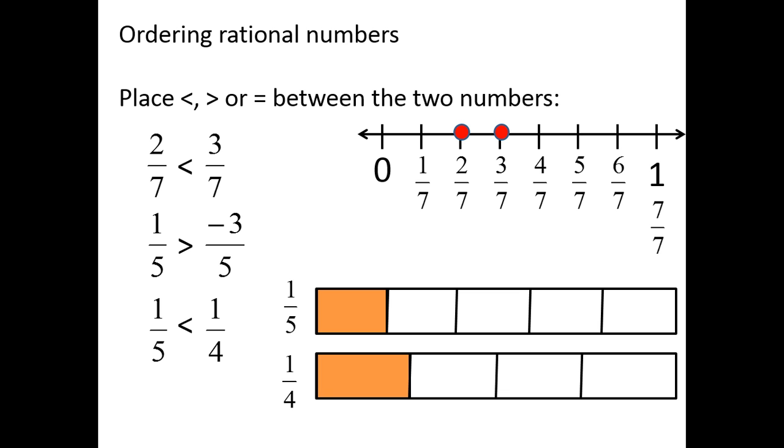Now if you think about why that must be true, in this case the numerators of the fractions are the same, which means we can look at the denominator to tell us what size the pieces are. And in this case, one piece out of 5 pieces of a whole would have to be smaller than one piece out of 4 pieces of a whole. If we divide the whole up into 4 pieces, those individual pieces would be larger than the fifths that we're dividing the whole into if we divide it into 5 equal pieces.